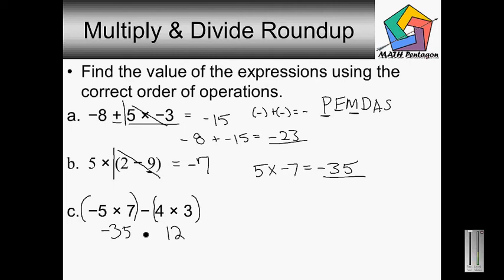Now I do a subtraction. Now I carry over this subtraction. So I have -35 minus 12, and that's going to give me -47 as my final answer.